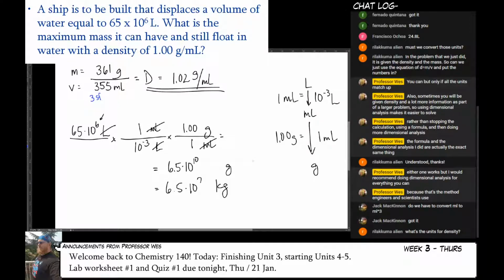So what that means is that this is the maximum that you can have for a ship that will float in this density of water. So if you're loading your ship and the ship's total mass exceeds that, it'll sink. Its density will be too high.